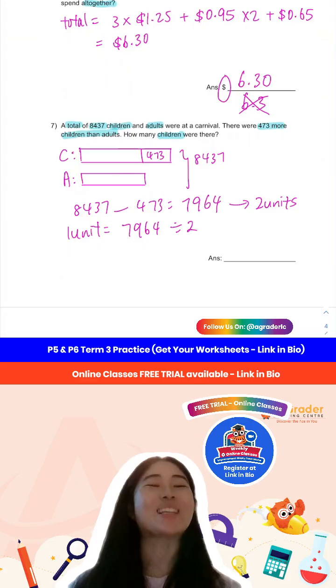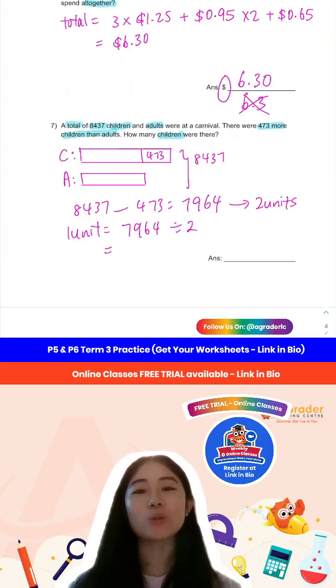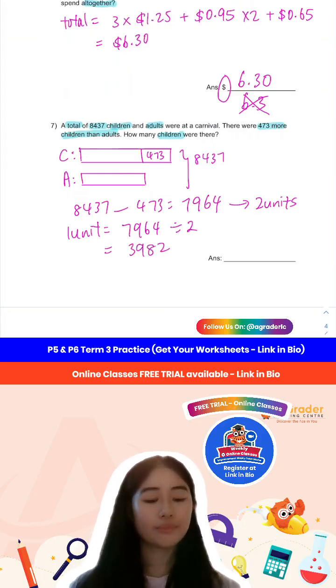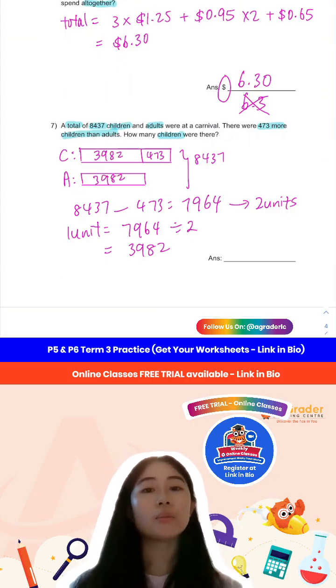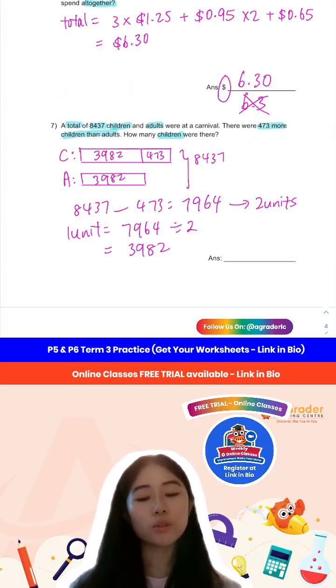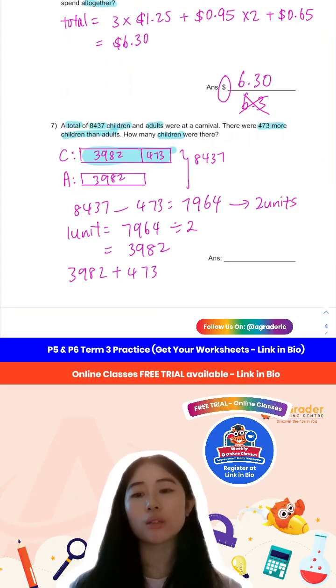Zach, of course, is not mental sum. I mean, I have my own answer key. I don't do mental sum on the spot. Okay, so anyway, you just divide and then you get 3982. So 3982 is for 1 unit, like this. And then they're asking you for children. So for the children, you got to add back the 473. 3982 plus 473. So you gotta add back and then you get the answer 4455.